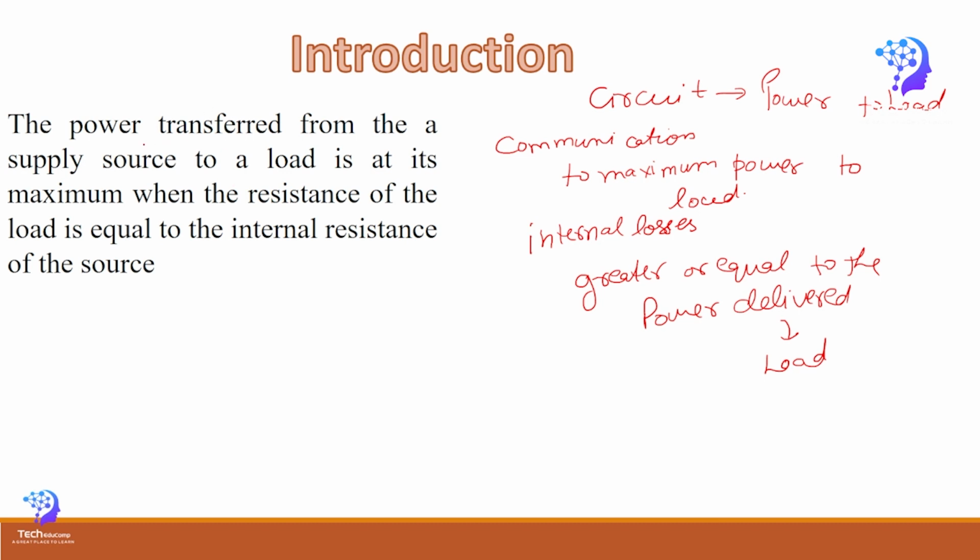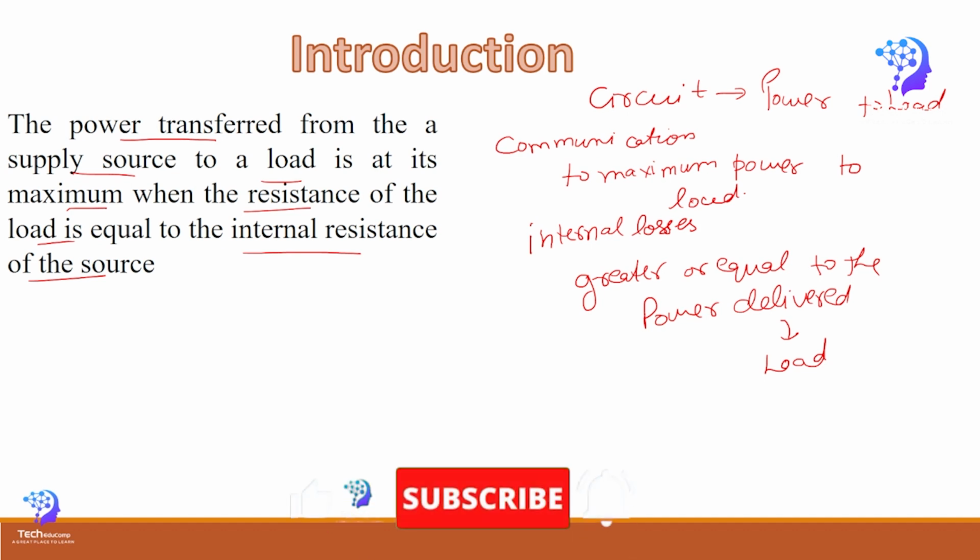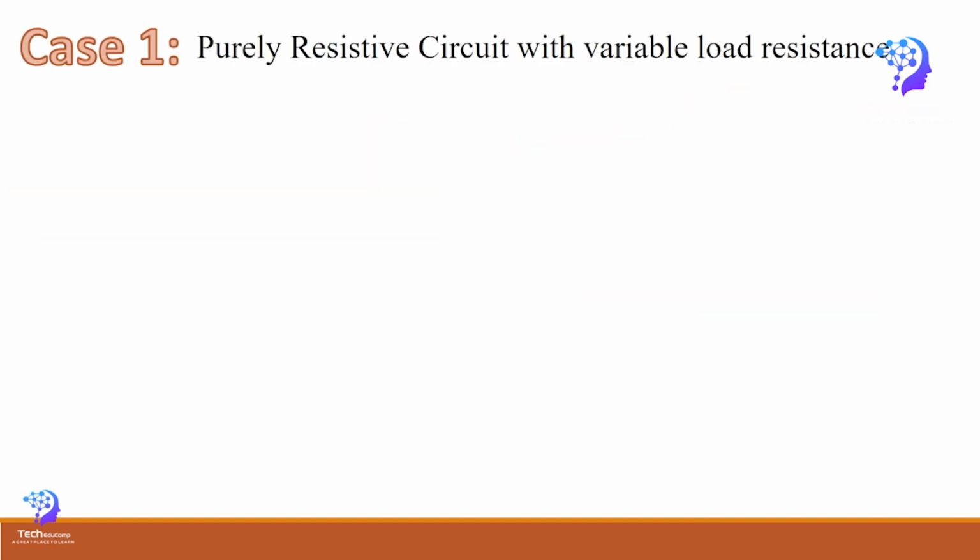This theorem says that power transferred from the supply source to the load is at its maximum when the resistance of the load is equal to the internal resistance of the source. This means that for maximum active power to be delivered to the load, the load impedance must correspond to the conjugate of the source impedance. To prove this theorem, we have some cases. So let us move on with that.